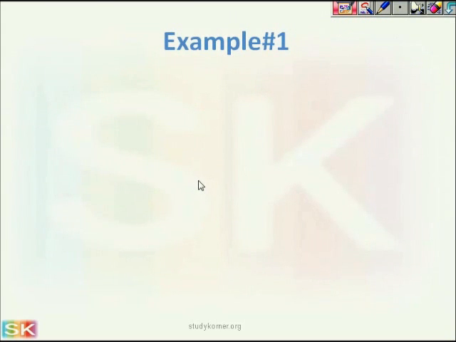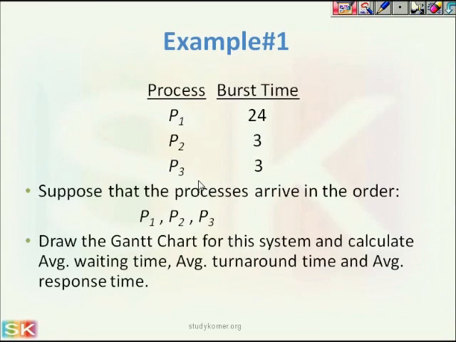So let's have an example to understand FCFS in a better way. We have three processes with us, P1, P2, P3, and their burst times are 24, 3 and 3 respectively. Suppose that the processes arrive in the order P1, P2, P3. Draw the Gantt chart for this system and calculate average waiting time, average turnaround time and average response time, right?